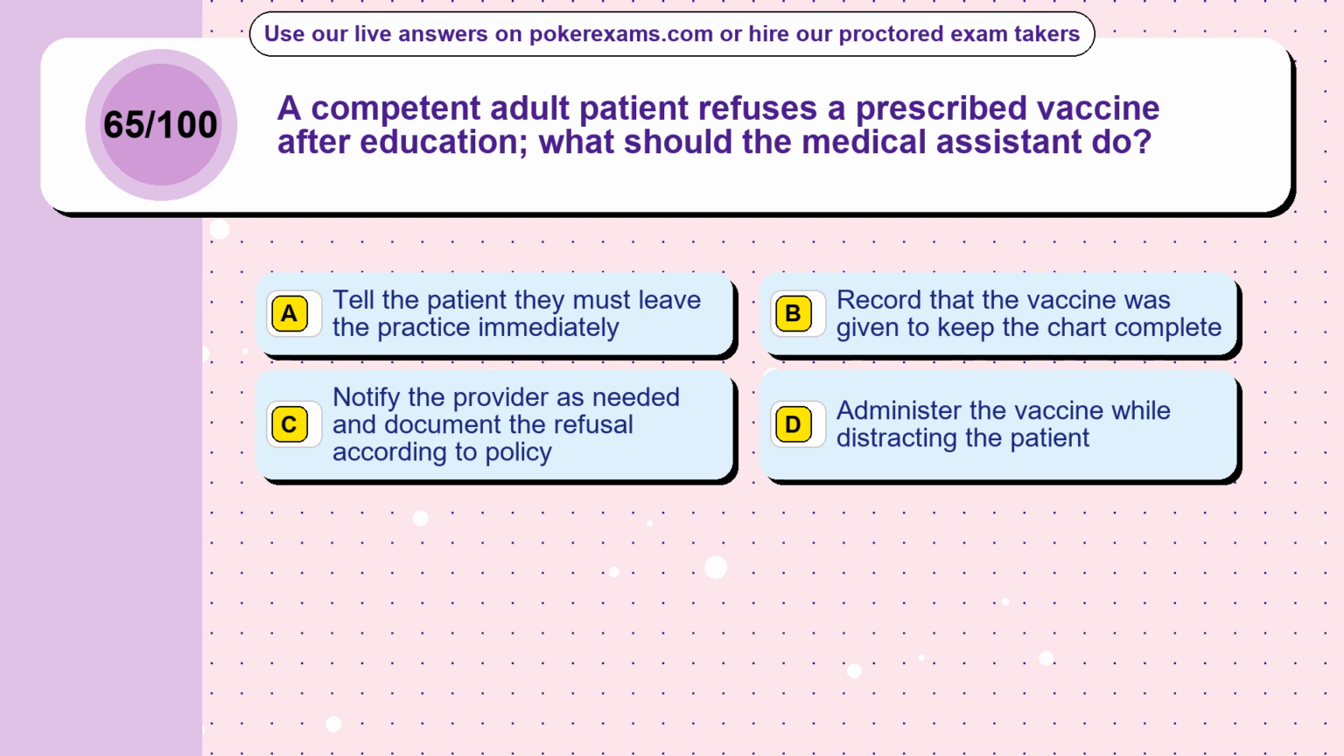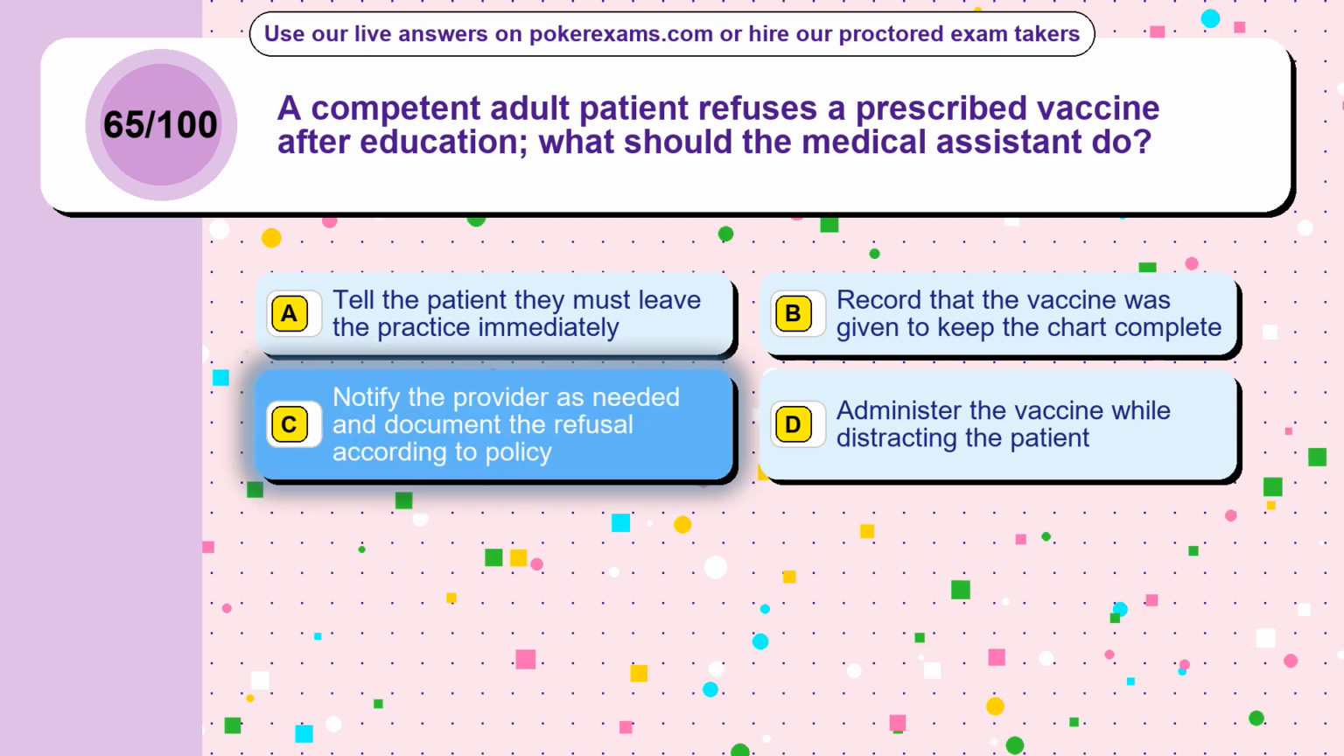Option C. Notify the provider as needed and document the refusal according to policy. Option D. Administer the vaccine while distracting the patient. The correct answer is option C. Notify the provider as needed and document the refusal according to policy.